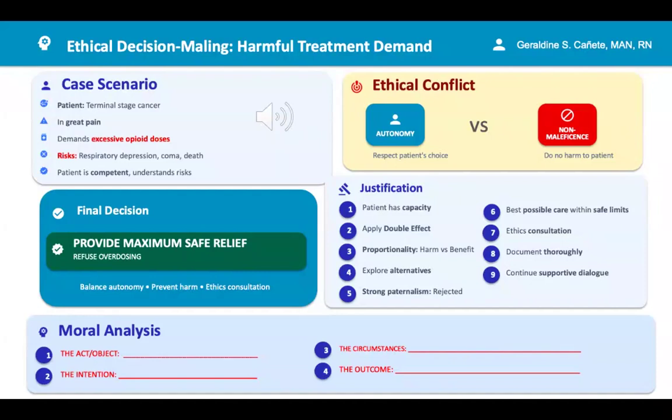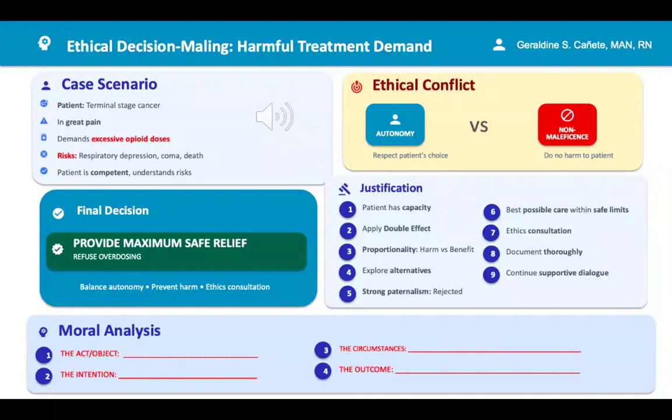So imagine this: you are caring for a patient with terminal stage cancer who is experiencing severe pain. The patient is competent and understands the risks of opioid medications, but they are demanding excessive doses of opioids, far beyond what is considered safe or medically necessary. They are insistent that they want to be completely pain free, even if it means risking respiratory depression, coma, or death.